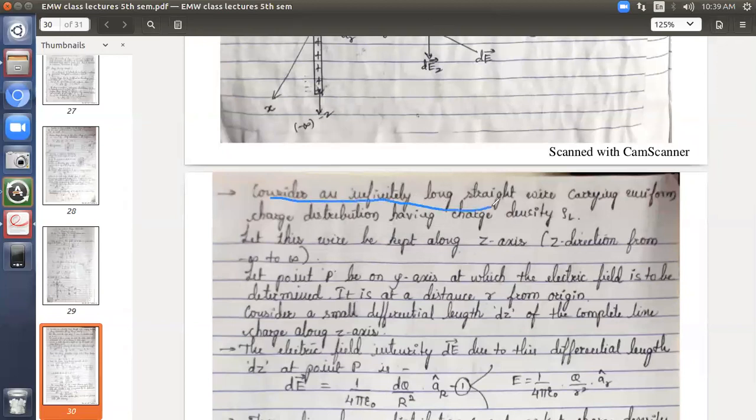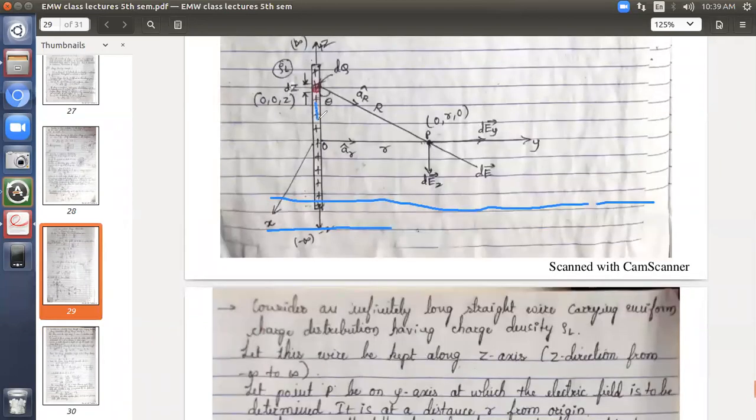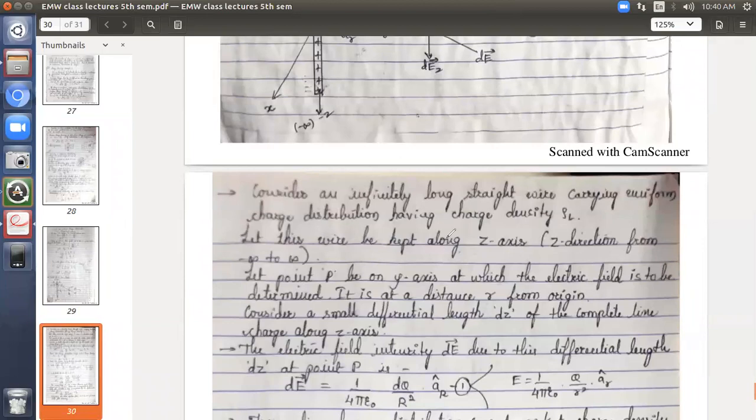Consider an infinitely long wire carrying uniform charge distribution. Okay, we have to have this uniform distribution. It is indicated here by all these plus signs. Please try to make all the sizes equal and very compact. Don't leave space in between. And it has the charge density rho L.